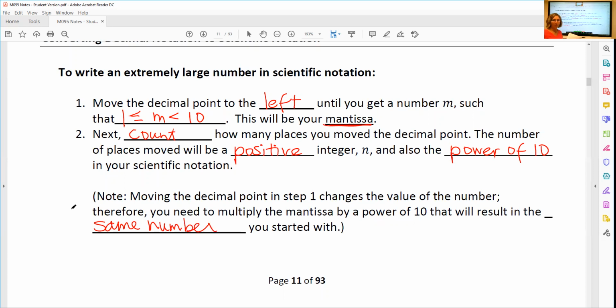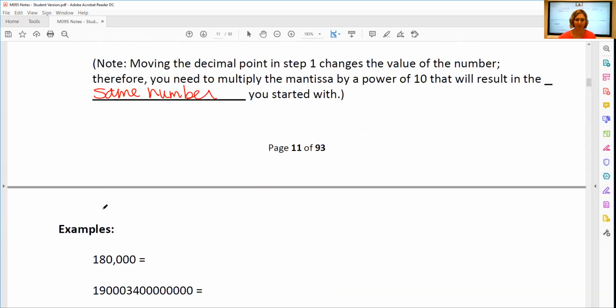Right? That makes sense. If we are messing with one part of the number over here, and we're essentially dividing it by a certain power of 10, we've got to take the other part of the number and multiply it by that same power of 10 so that we're talking about the same number. That's what that note is talking about.